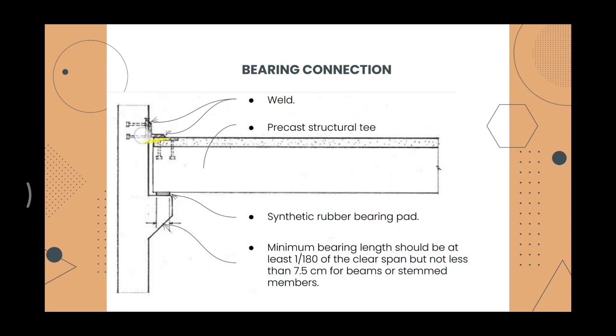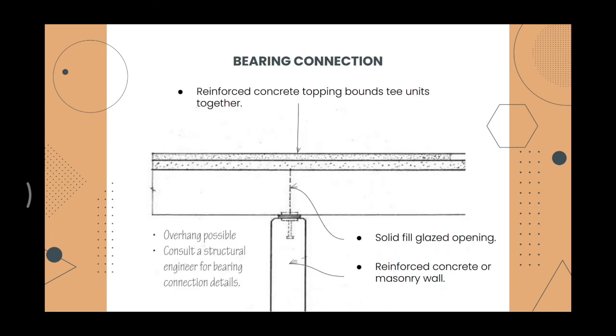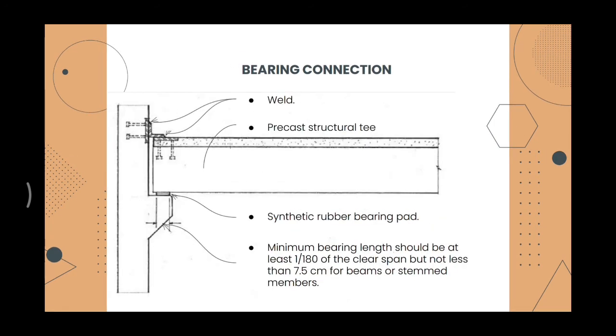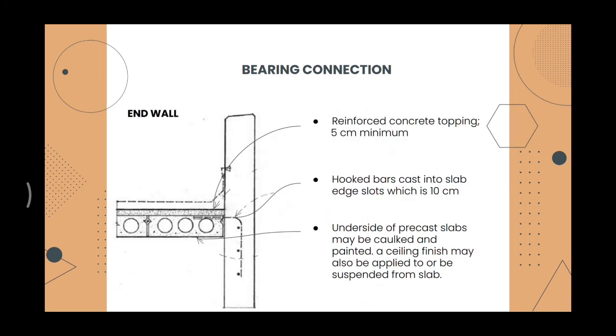Next, the first one is the weld between the wall and the precast structural T. Next is a synthetic rubber bearing pad to connect the bearing with the structural T. Minimum bearing length should be at least 1/180 of the clear span, but not less than 7.5 cm for beams or stemmed members. And wall.